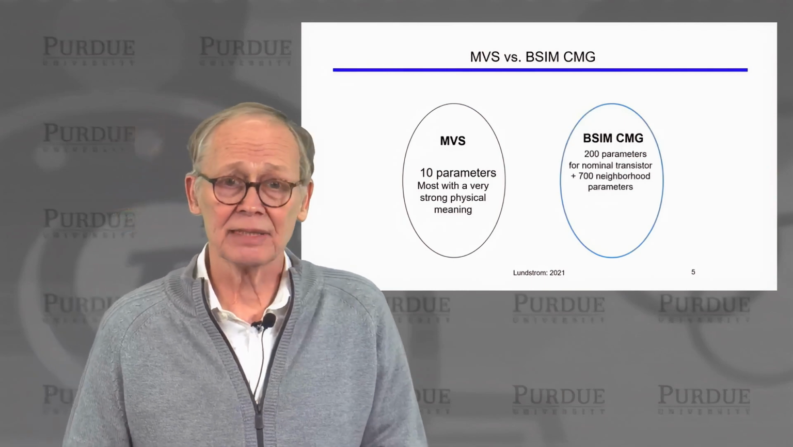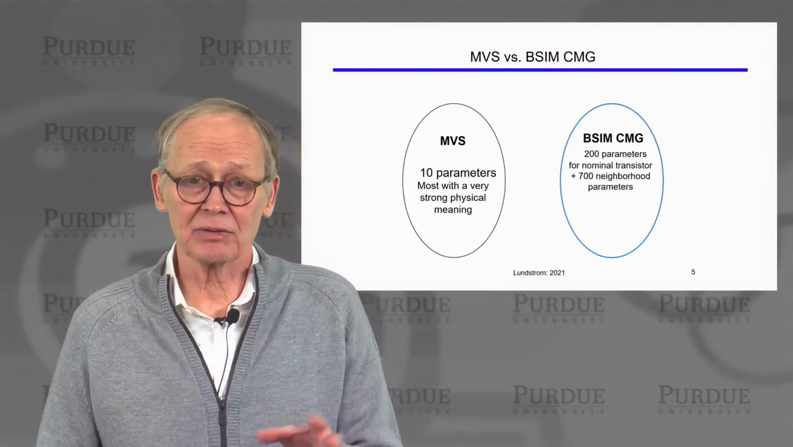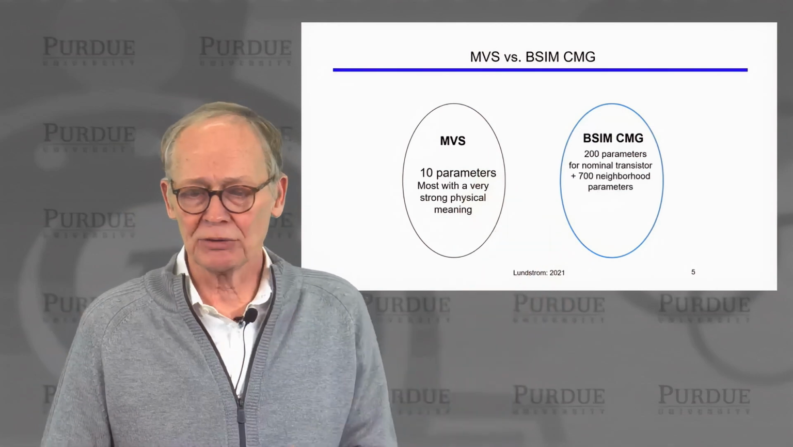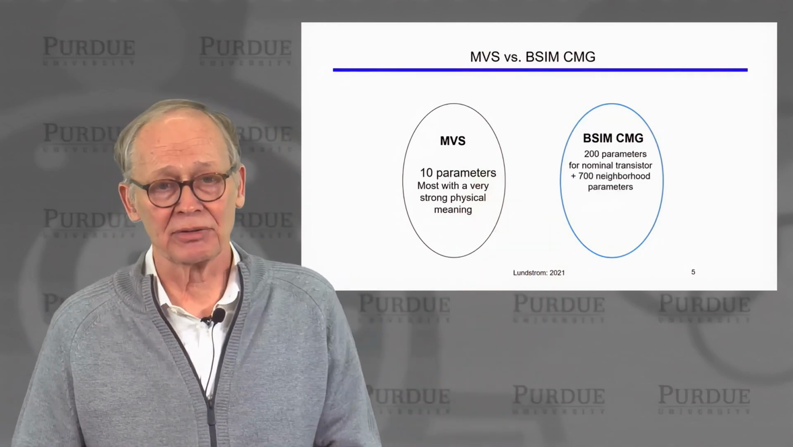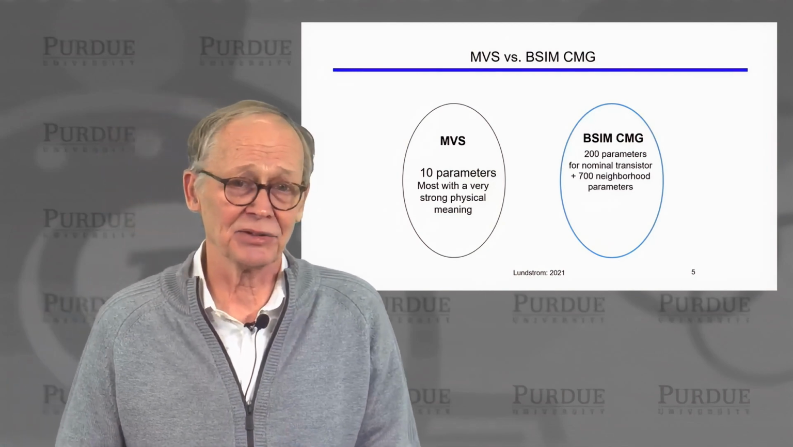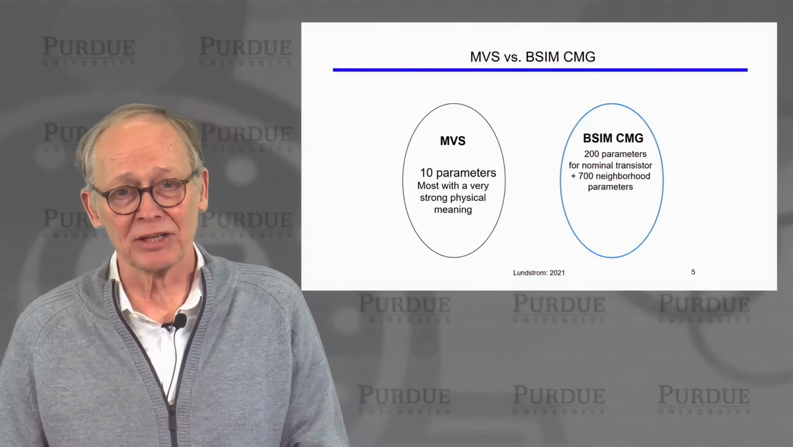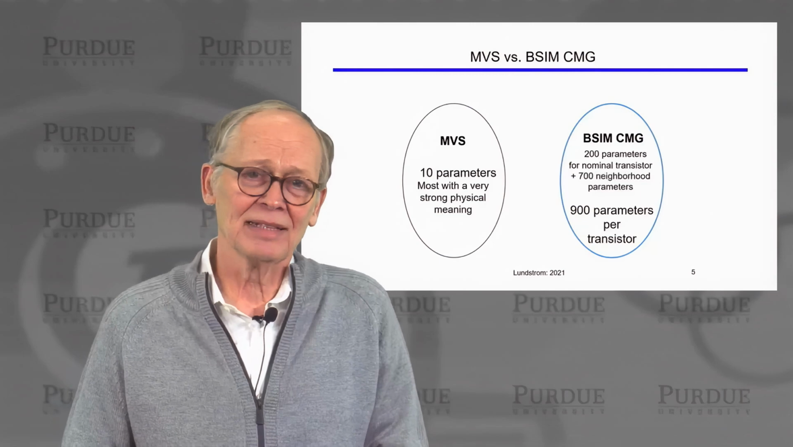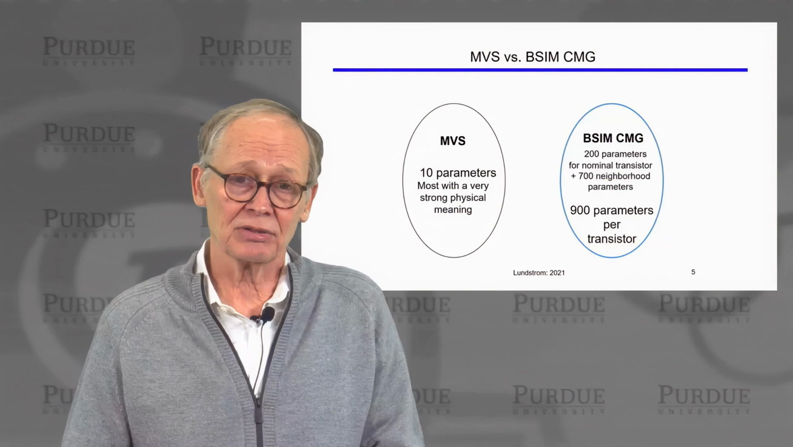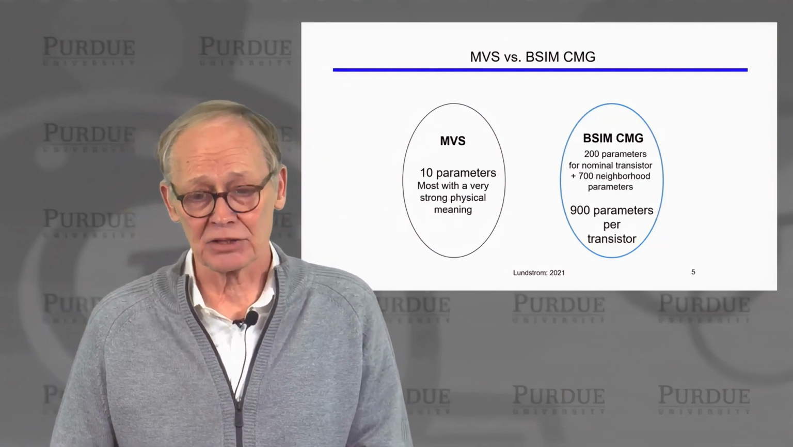Now, BSIM-CMG, a multi-gate model, is an industry strength model. And if you look at that, we have 10 parameters in the MVS model. There are 200 parameters for the nominal transistor itself in the BSIM model. And then there are an additional 700 or so to describe all of the neighborhood dependencies of the surrounding environment for this transistor. So almost 1,000 parameters per transistor. But this is what is needed in order to do reliable, accurate circuit design with modern day technology.